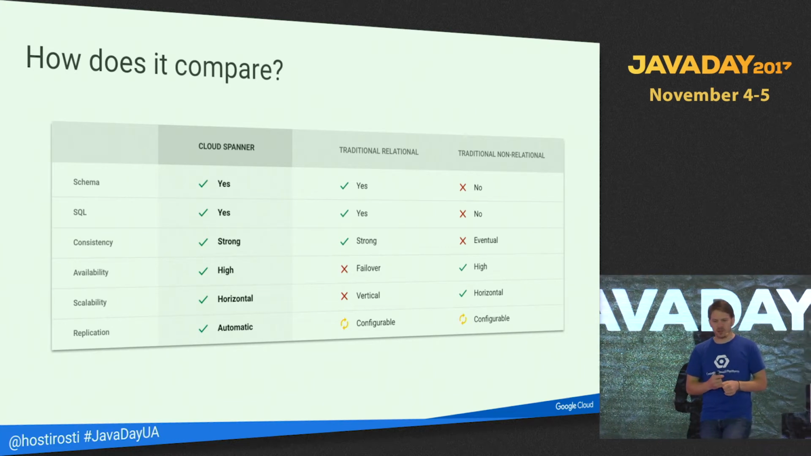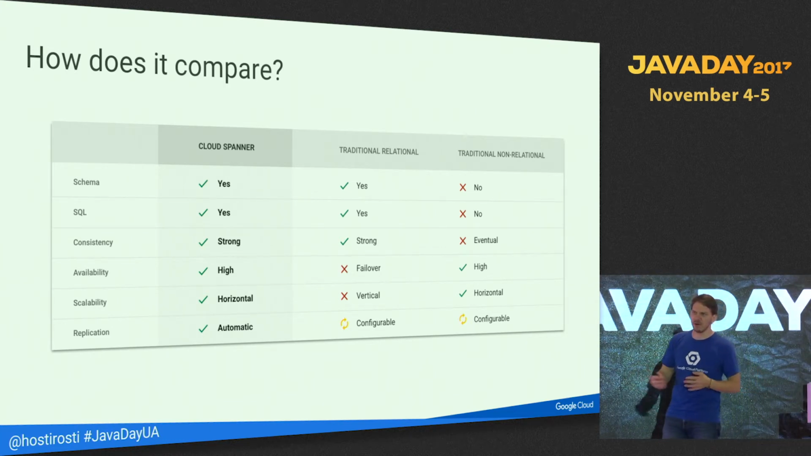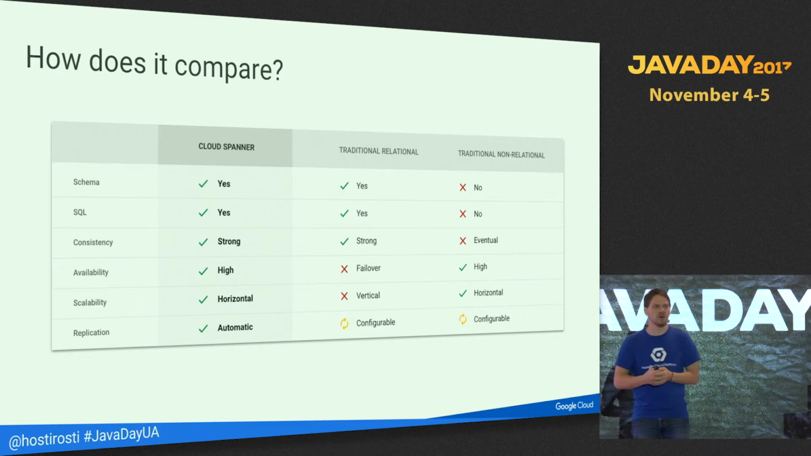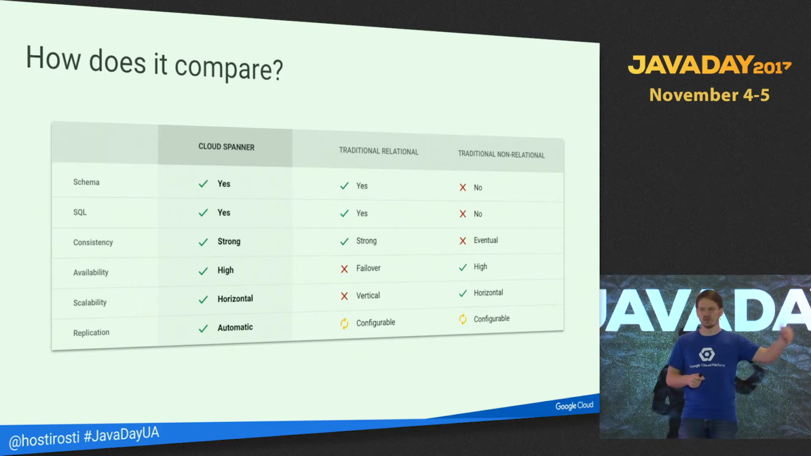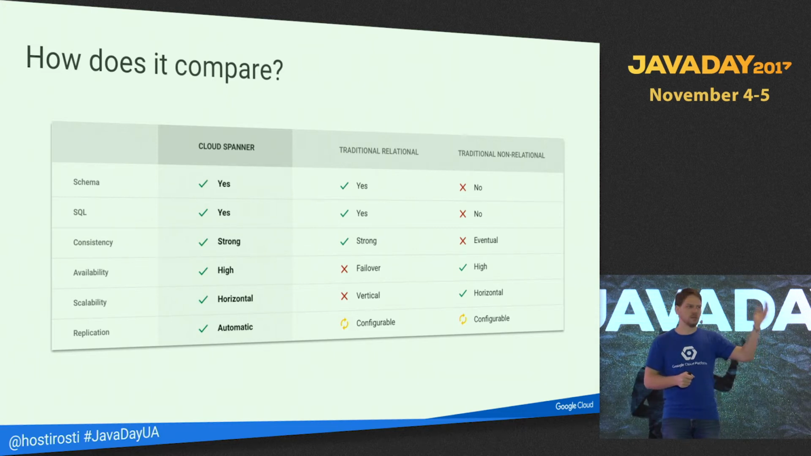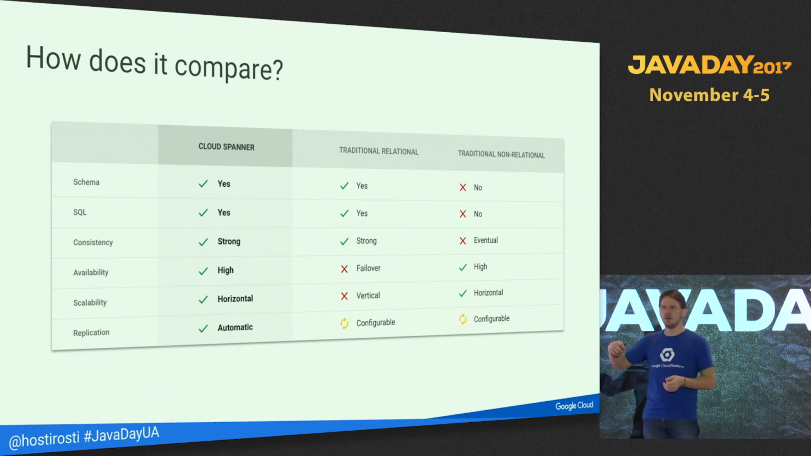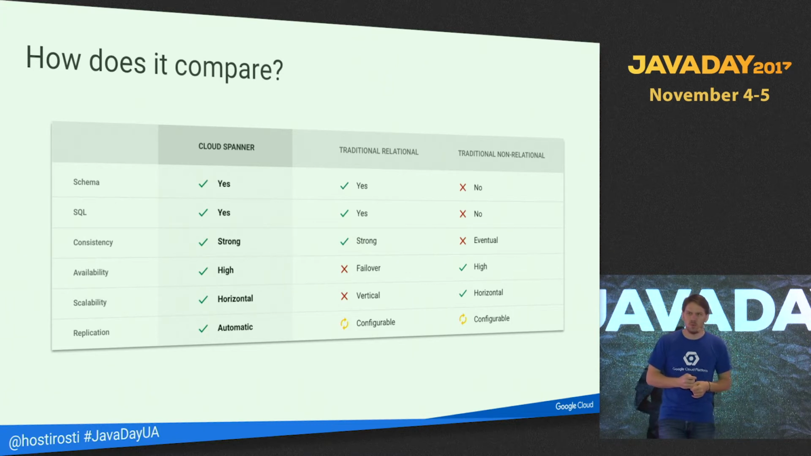All right, so how does Cloud Spanner actually compare to other databases? I want to compare that with two ends of the spectrum. On the one hand, we have the traditional relational database system. On the other hand, we have the NoSQL systems, like document or JSON-based database systems. When we compare Cloud Spanner, oftentimes we get compared against a single instance MySQL or Postgres.